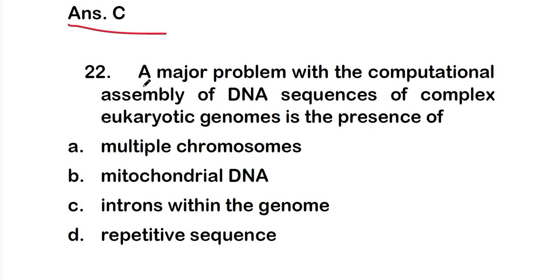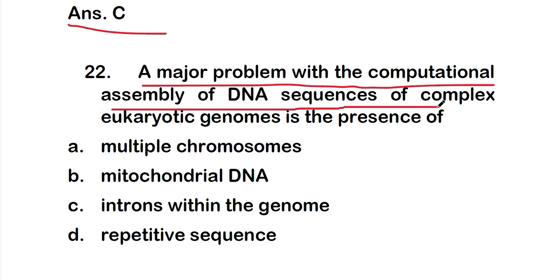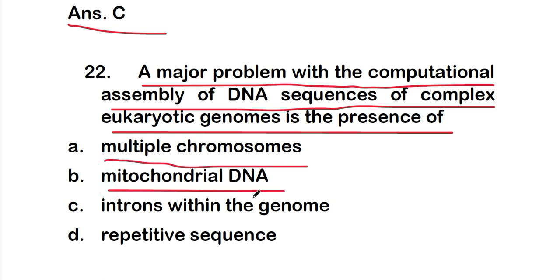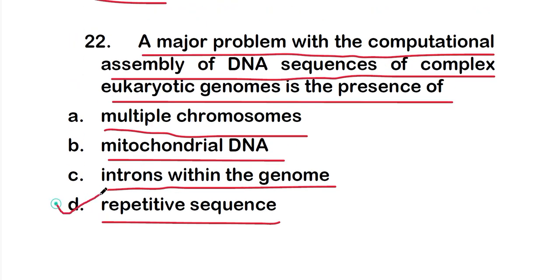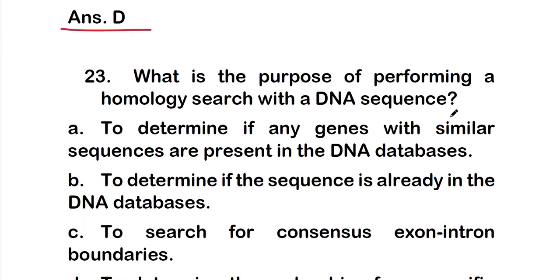That is, a major problem with the computational assembly of DNA sequences of complex eukaryotic genomes is the presence of option A, multiple chromosomes, option B, mitochondrial DNA, option C, introns with the genome, or option D, repetitive sequence. And the right answer is option D, that is repetitive sequence. So a major problem with the computational assembly of DNA sequences of complex eukaryotic genomes is the presence of repetitive sequences. Okay, so let's move to question number 23.